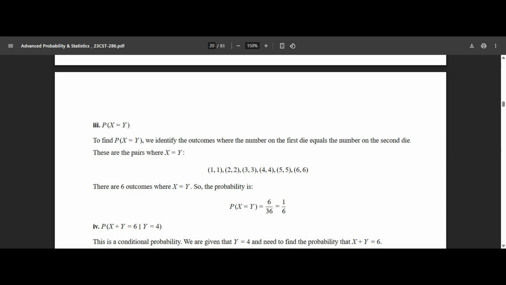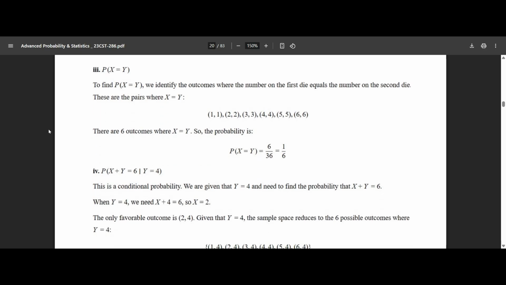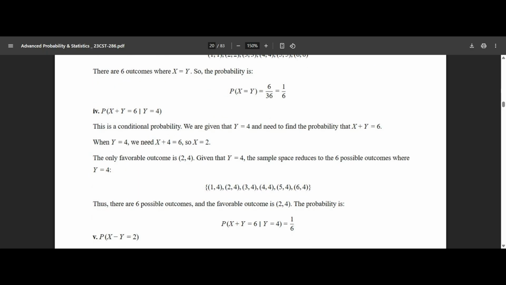P of x equal to y. There are 6 such outcomes, so it is 6 by 36 or 1 by 6. Next, P of x plus y equal to 6 conditional on y equal to 4. Now y equal to 4 is given, and x plus y equal to 6. So the only favorable outcome is 2 out of 4, and there are 6 possible outcomes and the favorable outcome is 2 by 4. So the probability is 1 by 6.